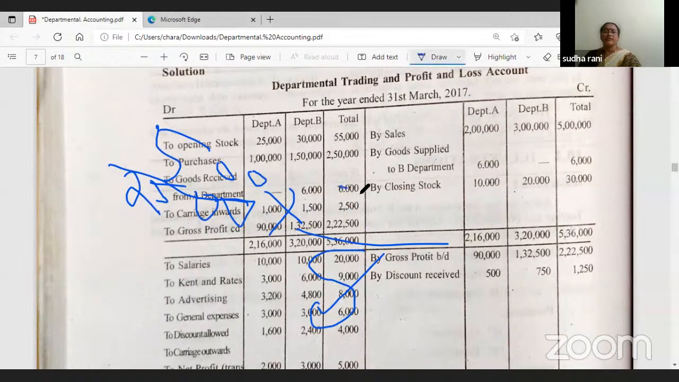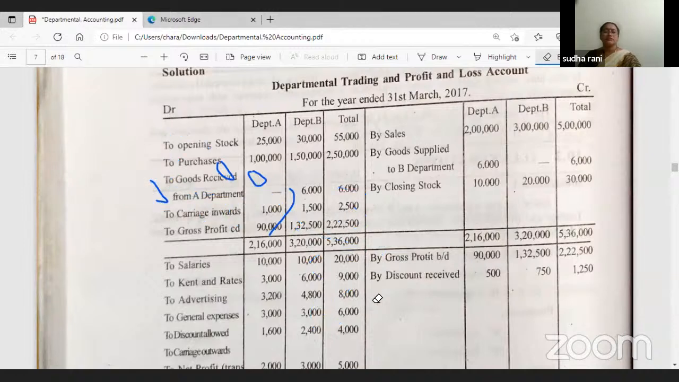Here for B department you get 3. So for B department 500 into 3, 1,500. That's how you got 1,500 and 1,000. That is 2 is to 3 and 500.